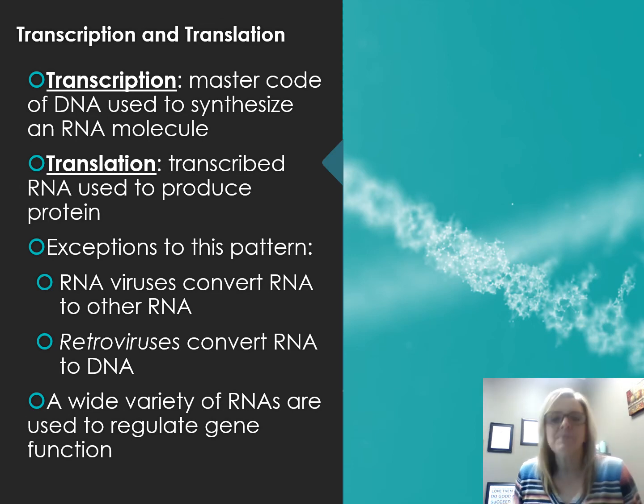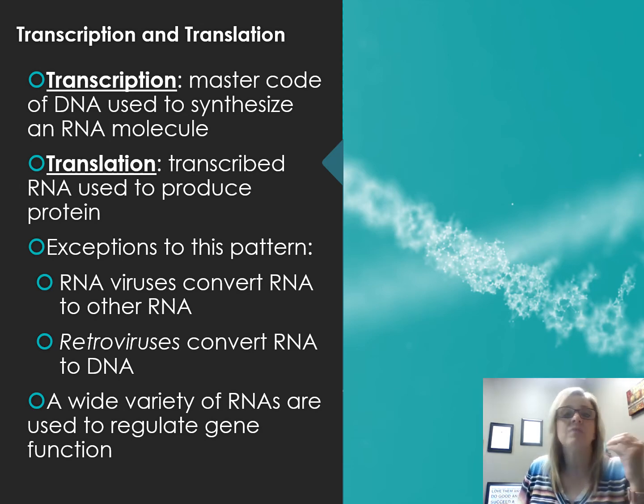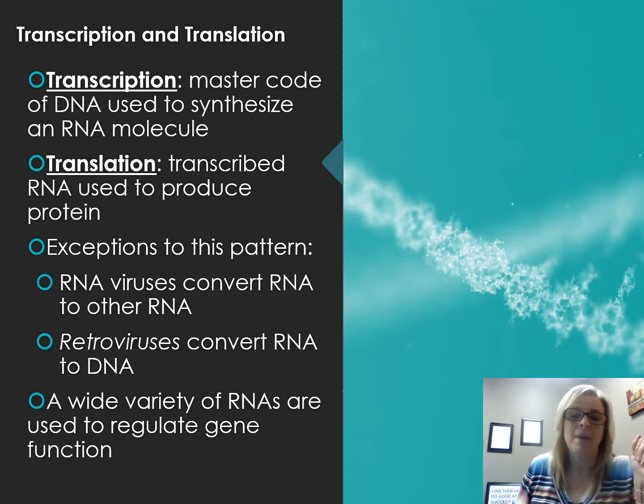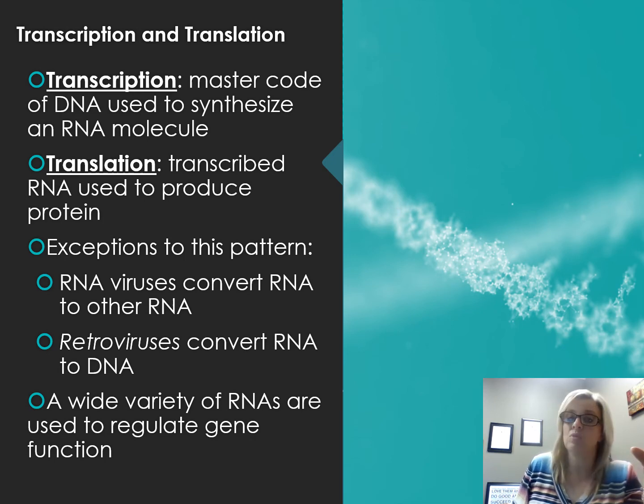So we have exceptions to this pattern in RNA viruses, which are going to convert RNA to other types of RNA. And believe me, there are tons and tons of types of RNA. Or in the case of a retrovirus, you're going to convert the RNA to DNA. And so, like we have said before, bacteria are metabolically more complex in that they are able to be a little more adaptive and do things a little differently than we are.